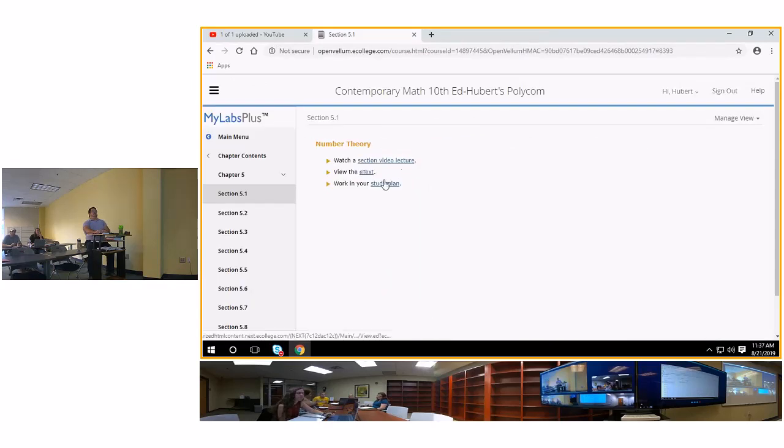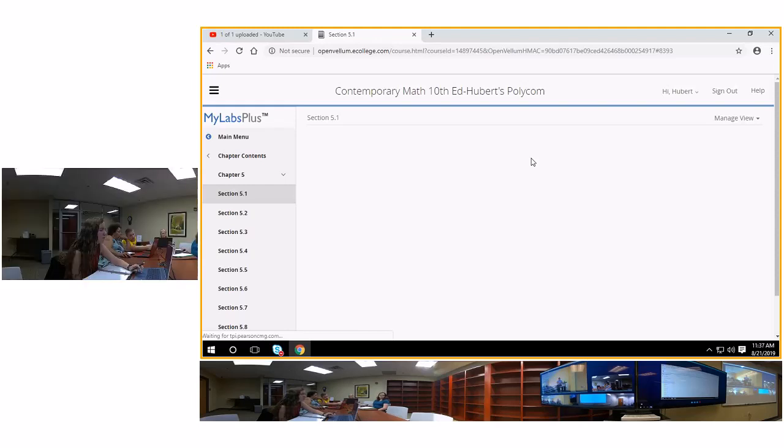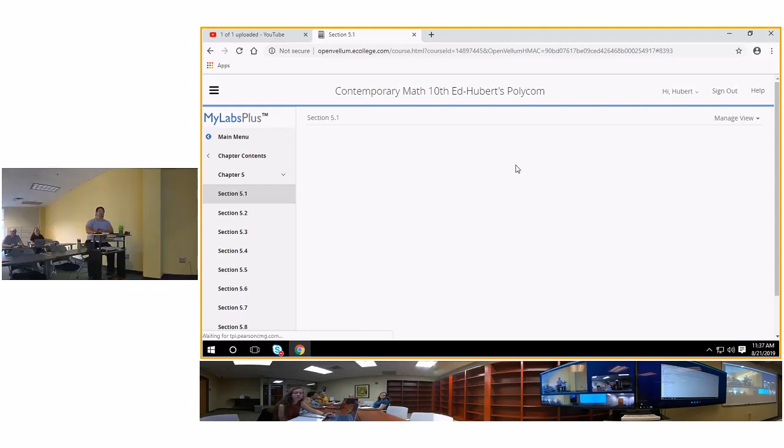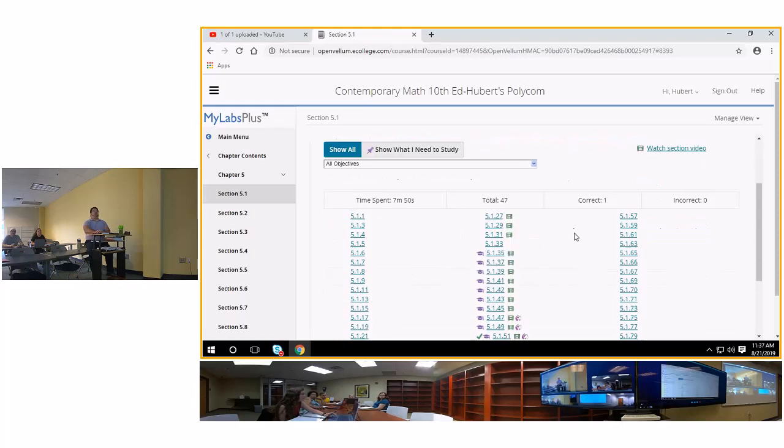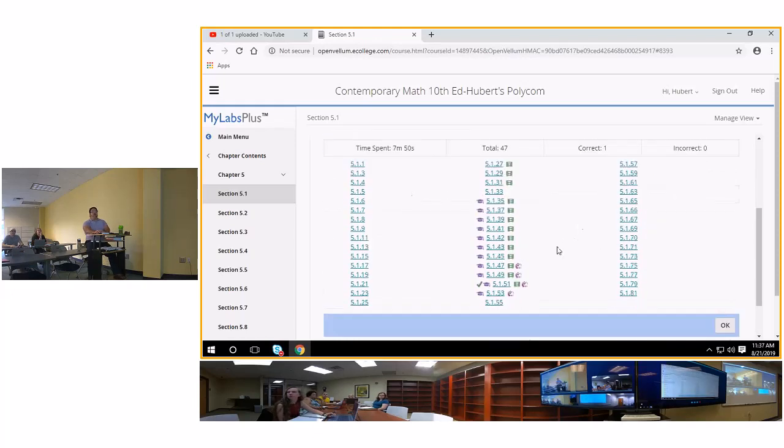And the videos will come up in the homework. So when you click on your homework, it's going to look like this. Eventually. MyLab Plus is running really slow, or Tri-County Tech is running really slow. I don't know which one it is. Here you go. This is what your homework is going to look like. I'm going to pick this one that has the little graduation cap and the little film strip. That means it's got visual learners with it.